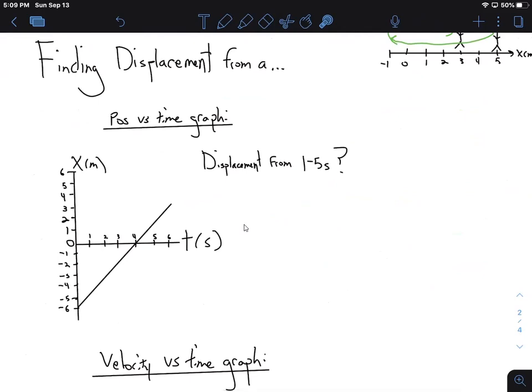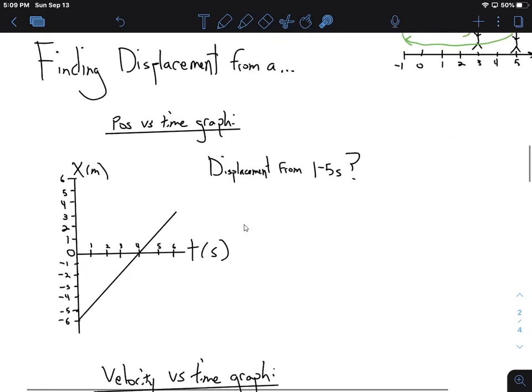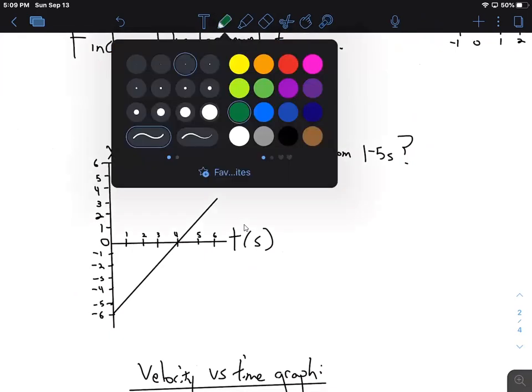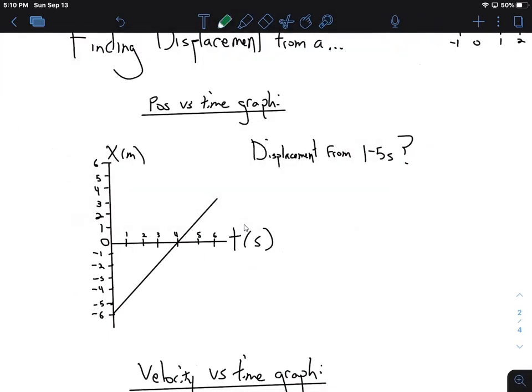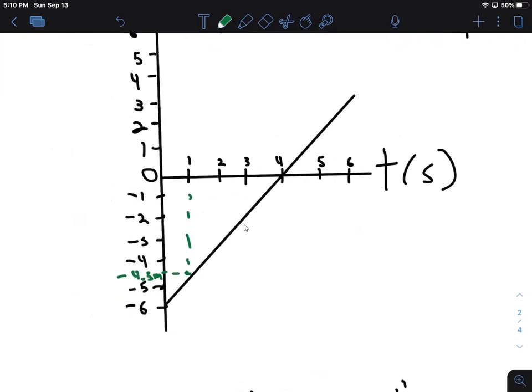All right, so now we're going to look at how I find displacement from our various models. With the motion diagram, it's pretty straightforward. I just measure where I am versus where I started. The position versus time graph is also similar. So if I wanted to find the displacement here from 1 to 5 seconds, I'd say, okay, where am I at 1 second? Well, I believe that ends up being 4.5. Maybe I should have picked some better numbers here. You can take my word or you can do the math. That's negative 4.5 meters at 1 second.